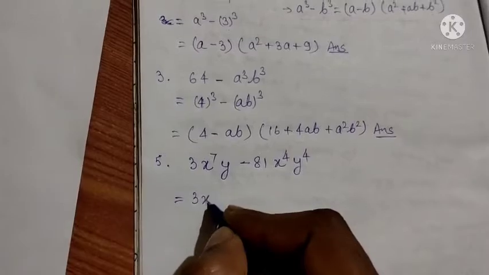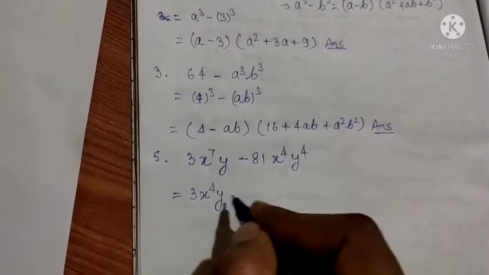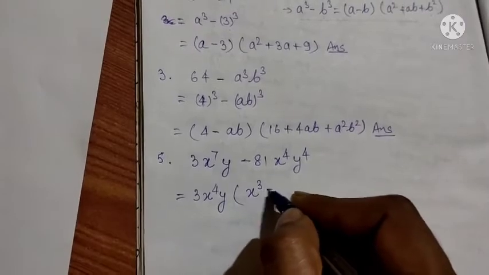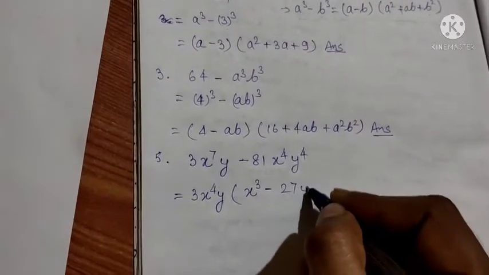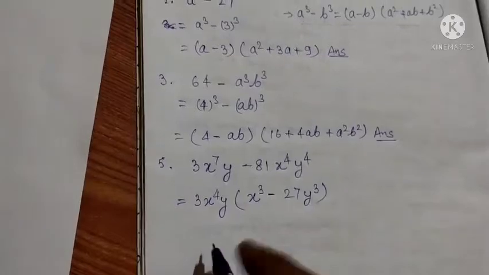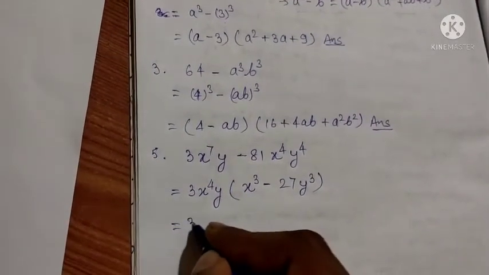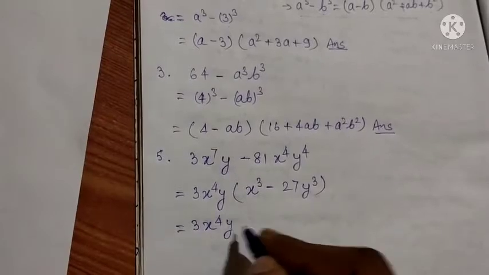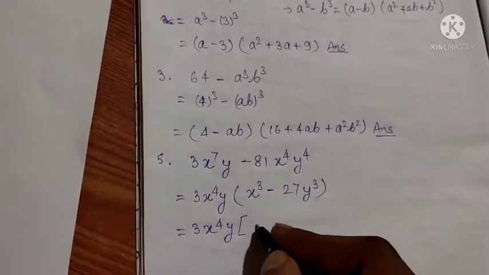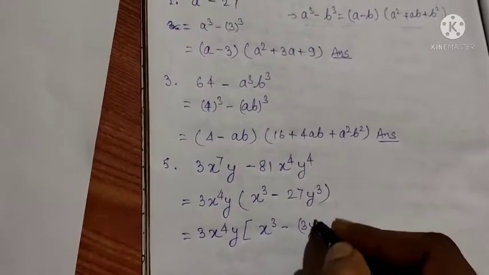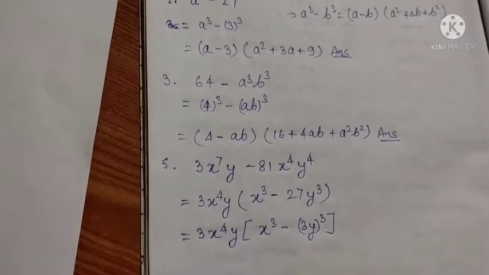So it will be 3x to the power 4 y is common, and the remains is x to the power 3 minus 27 y to the power 3. Hence we can write it as 3x to the power 4y bracket open x cube minus 3y whole cube bracket close.